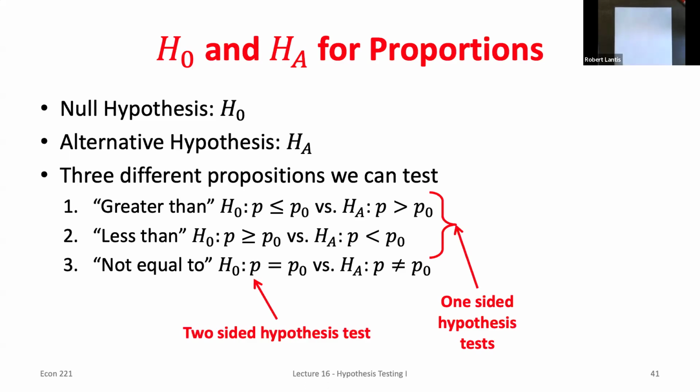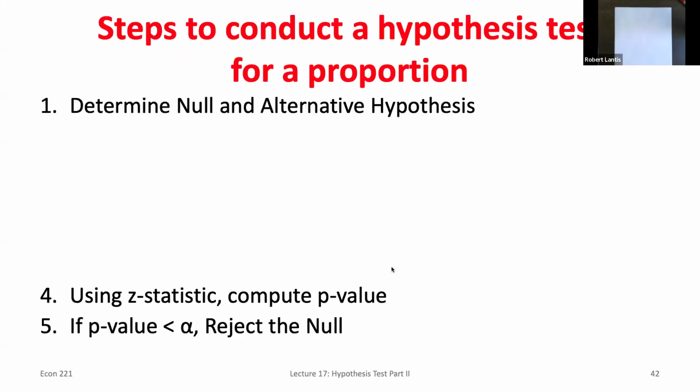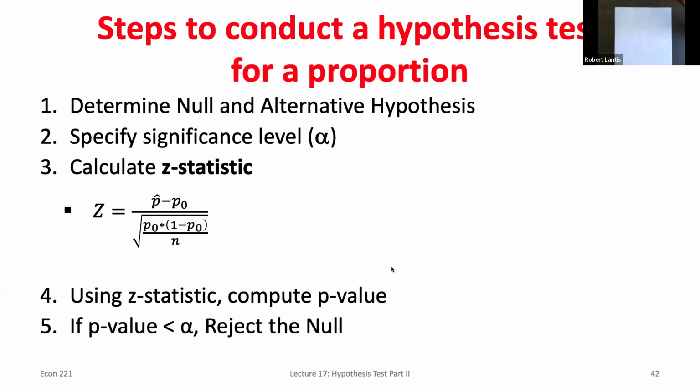Same kind of principles apply when it comes to p-values and critical values as what we were doing for population means. The only difference is our test statistic. This is the exact same slide I showed you before. It's the exact same steps. It's just that we calculate our test statistic a little bit differently, right? Because we now need to subtract the assumed true population proportion from our sample proportion and divide by the standard deviation of our sample proportion.